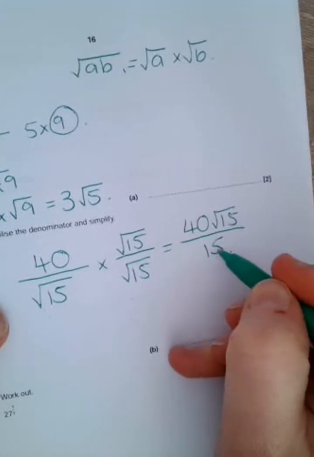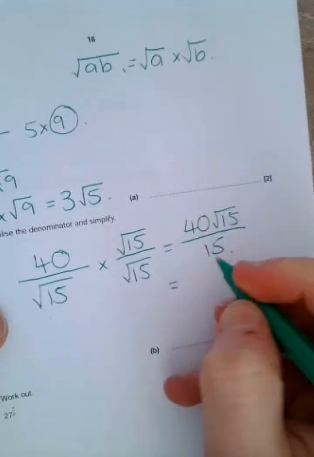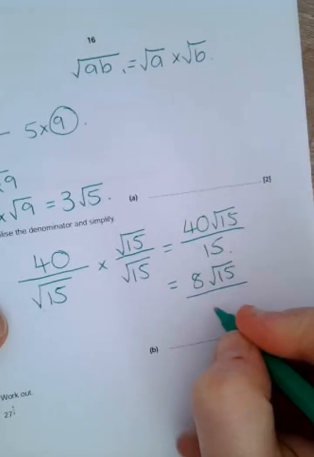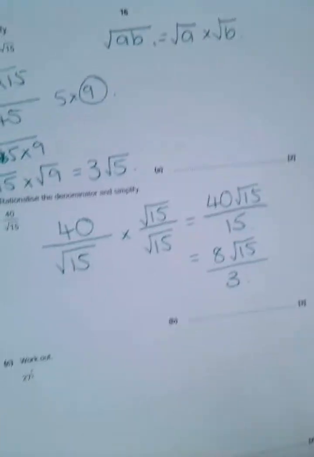And then I can now simplify both of those. They will both divide by 5. So 40 divided by 5 is 8, and I keep the root 15. 15 divided by 5 is 3. And that would be my answer: 8 root 15 over 3.